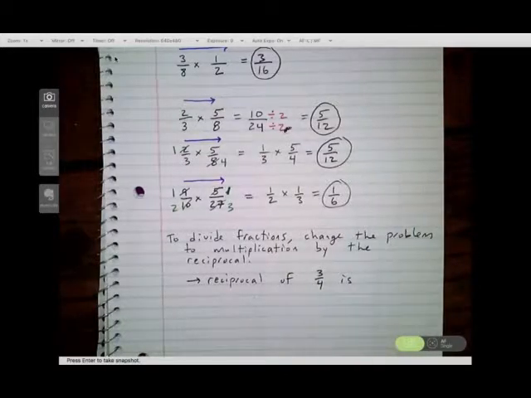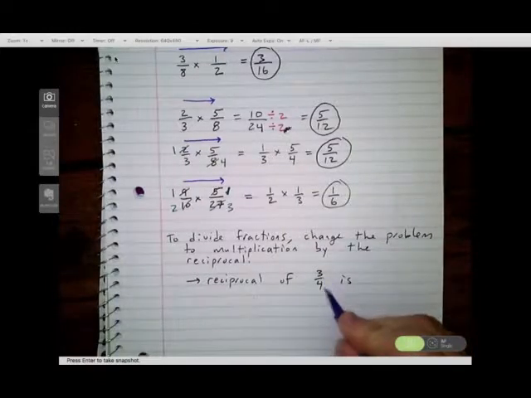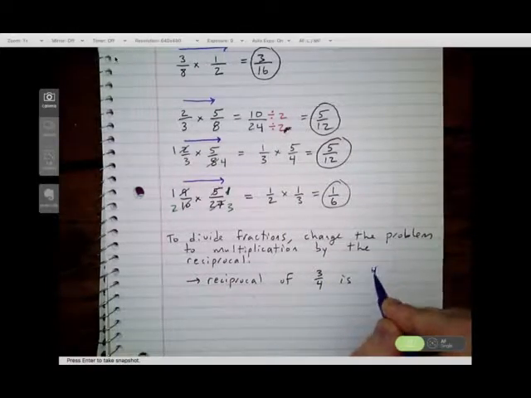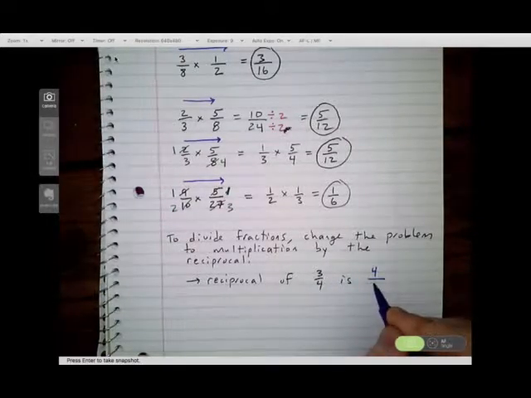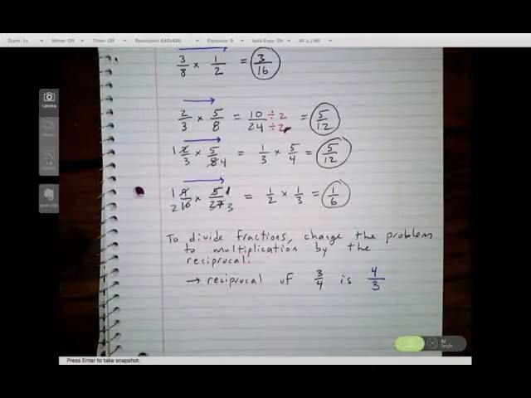Well, it's just the fraction flipped over. So what's the reciprocal of 3/4? Well, we just flip it over. The denominator becomes the numerator, the bottom becomes the top, and the numerator becomes the denominator, or the top becomes the bottom. We just flip it over, 4/3.